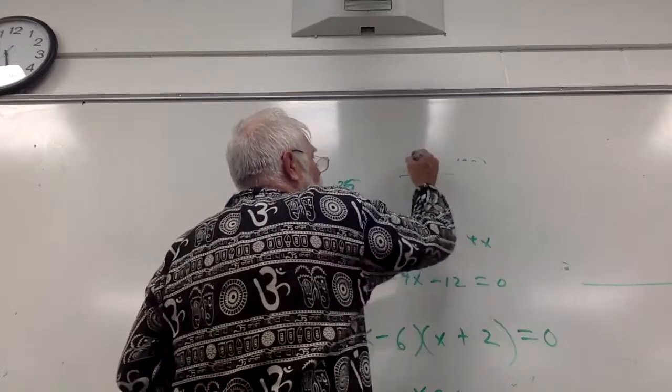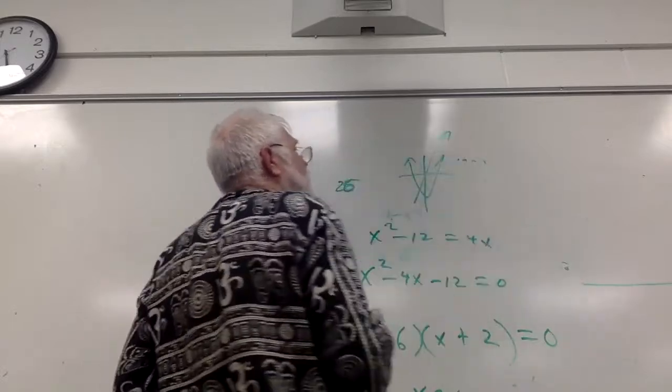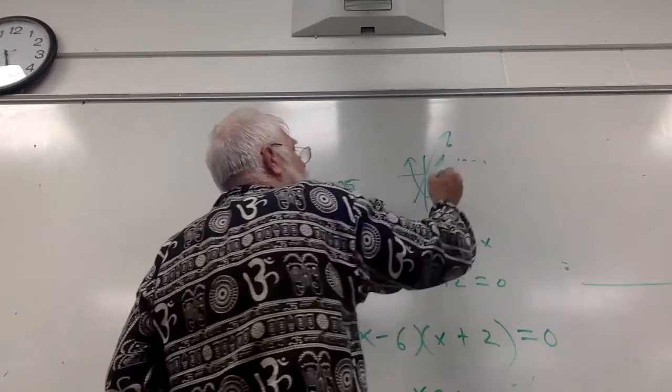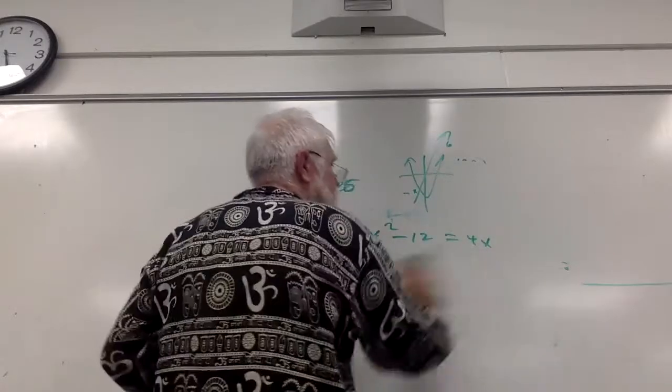X squared minus 12 is a parabola dropped 12 units. 4x is a line that looks like that. That's intersecting up there at an x value of 6. This one's the negative 2. Yeah, trying to learn that too, right?